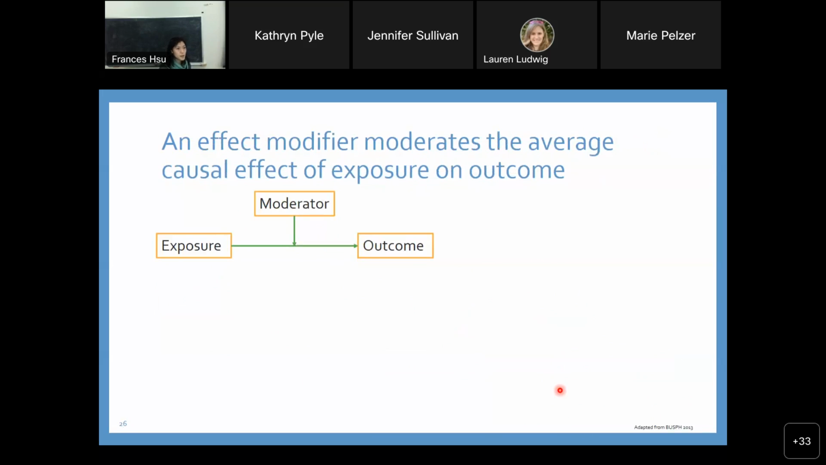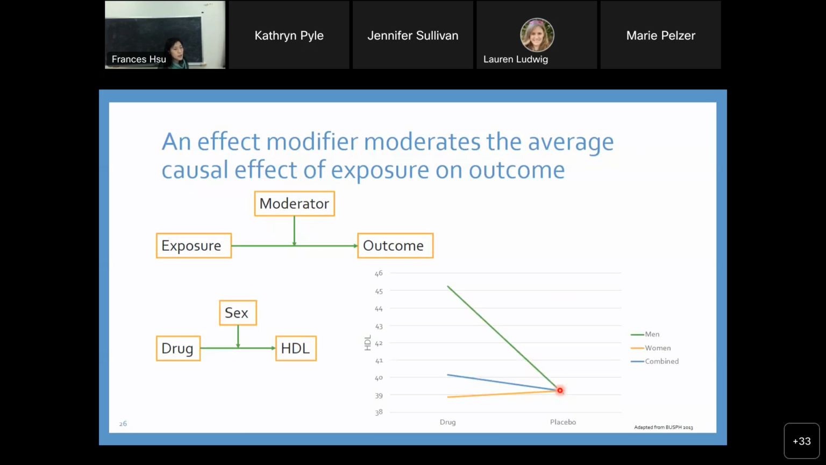An effect modifier moderates the average causal effect of exposure on outcome. For example, sex, often included as a confounder, is more likely to be an effect modifier. So for example, in this drug that increases your HDL level, it is highly effective in men, but not so much in women. So depending on your study composition, this drug could appear as if there is no effect on your HDL level, when in fact it is really beneficial for men.